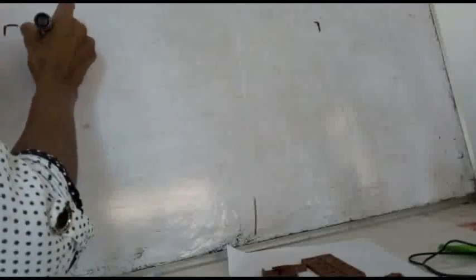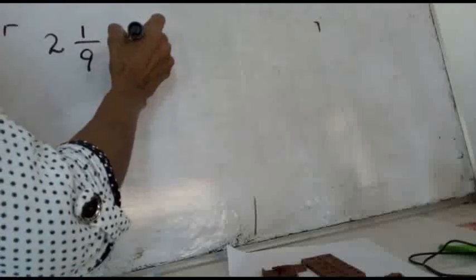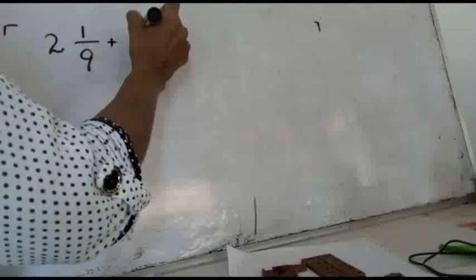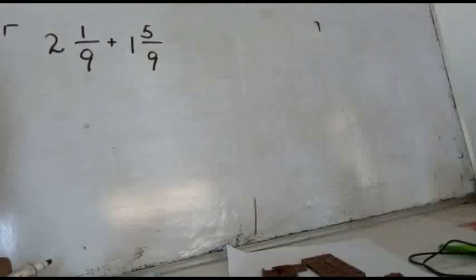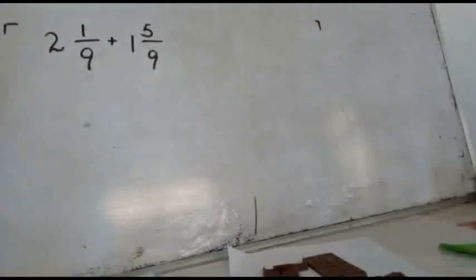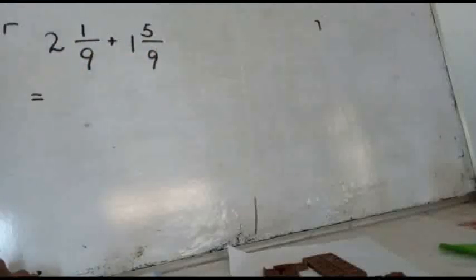We add mixed numbers with the same denominators. 2 and 1 over 9 plus 1 and 5 over 9. We can do this question using two methods. First, we convert these two mixed numbers into improper fractions.